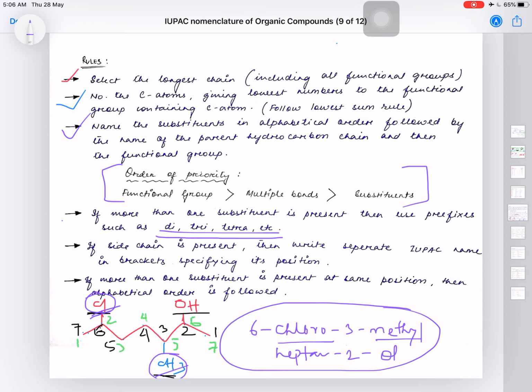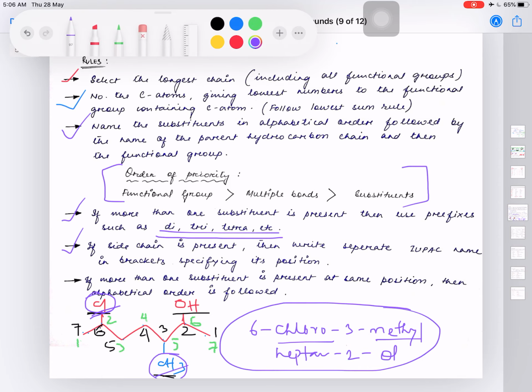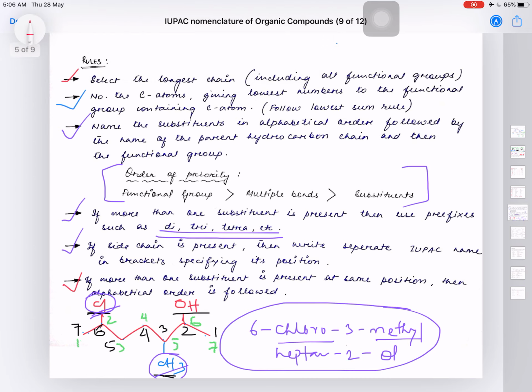Now the fifth rule says that if you have side chains present, then we will write a separate IUPAC nomenclature for the side chains, and we'll just give it in brackets. When you come to examples, we'll learn all these things. And the last rule says that if more than one substituent is present in the same position, then alphabetical order is followed.